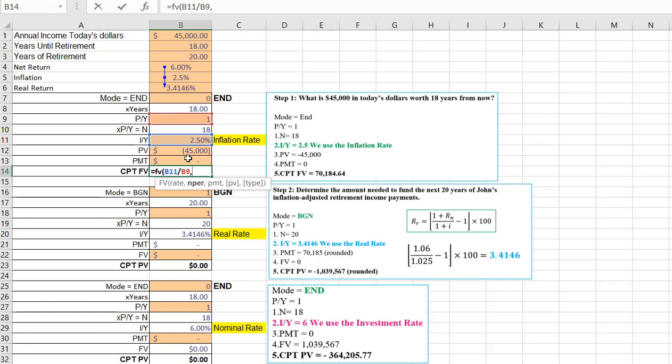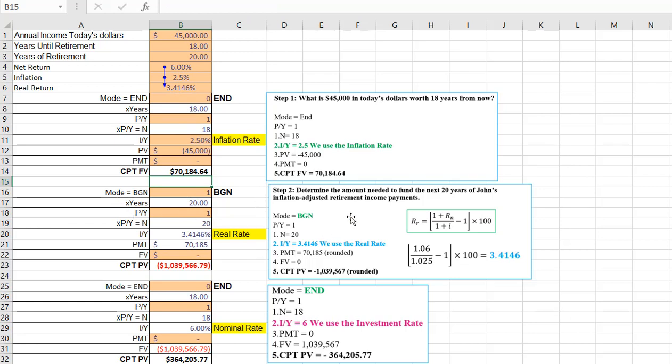Then I hit comma. Then it's telling me to pick the number of periods, N, then comma, it's asking me for the payment, hit comma, asking me for the present value, hit comma, asking me for the type, 0 at the end of the period, 1 for the beginning of the period. We're using N, so it's a 0. Finish my bracket, hit enter, 70,184. Okay, so that's step 1.